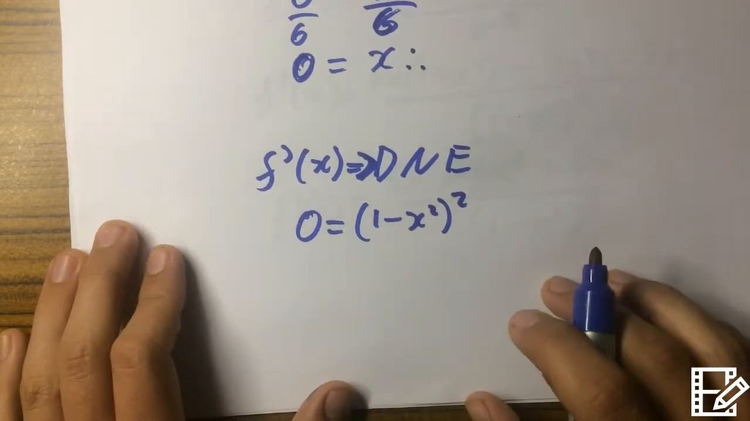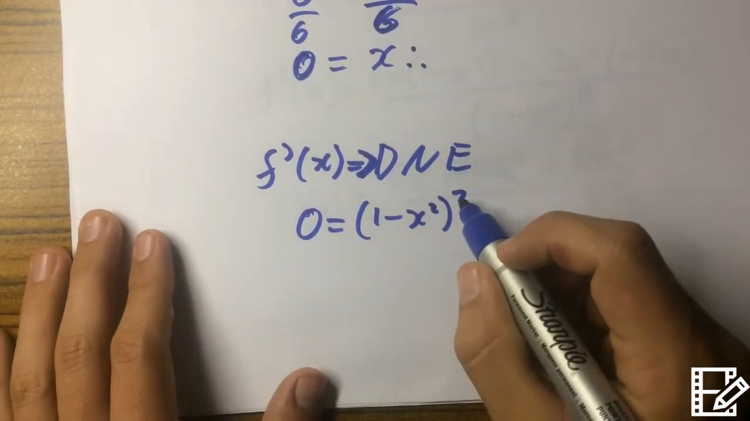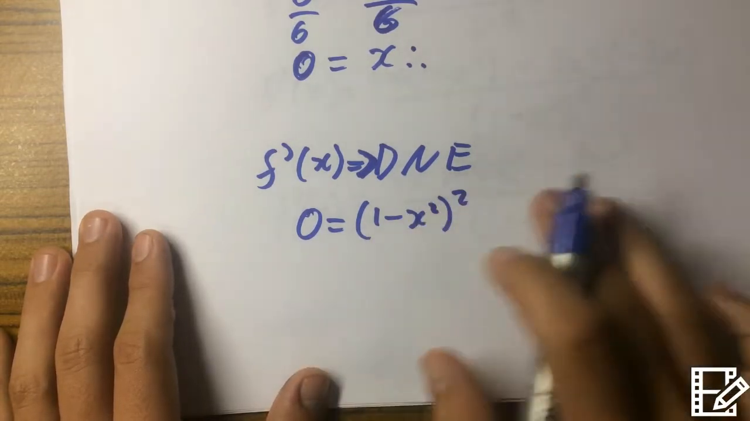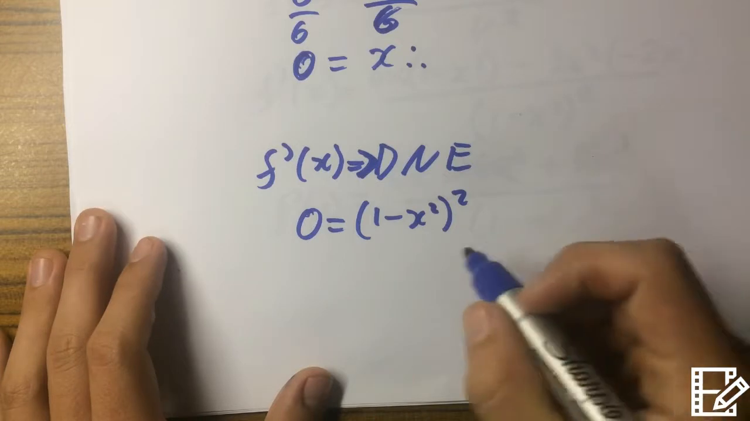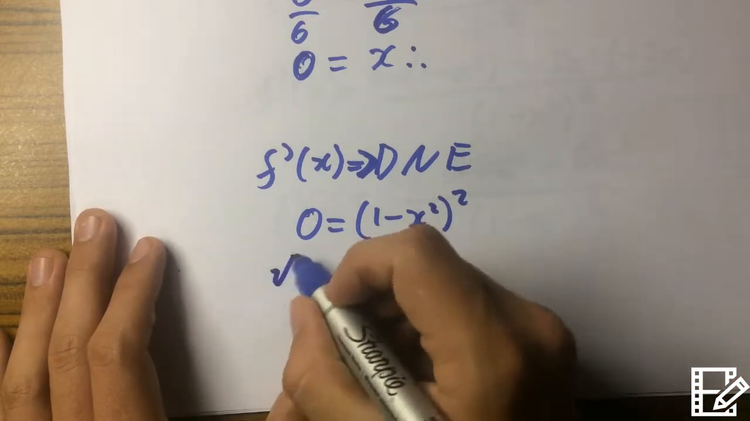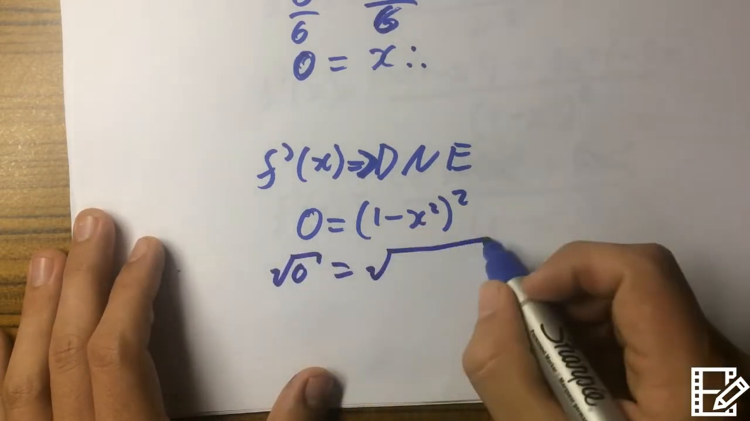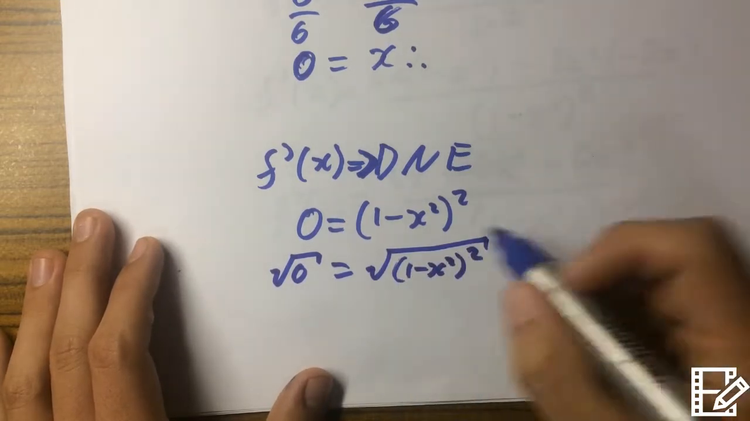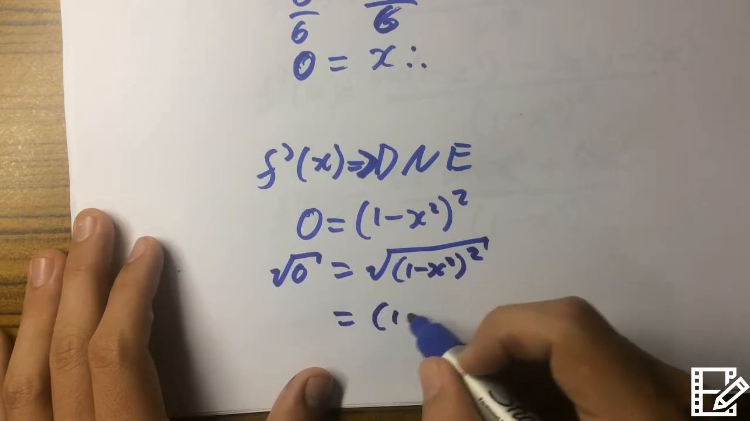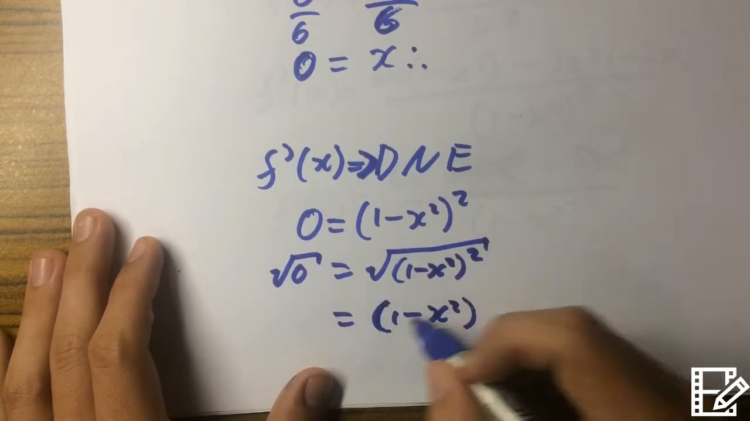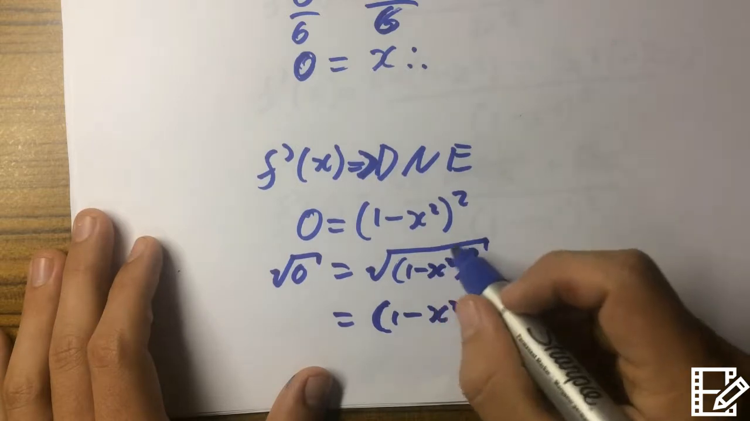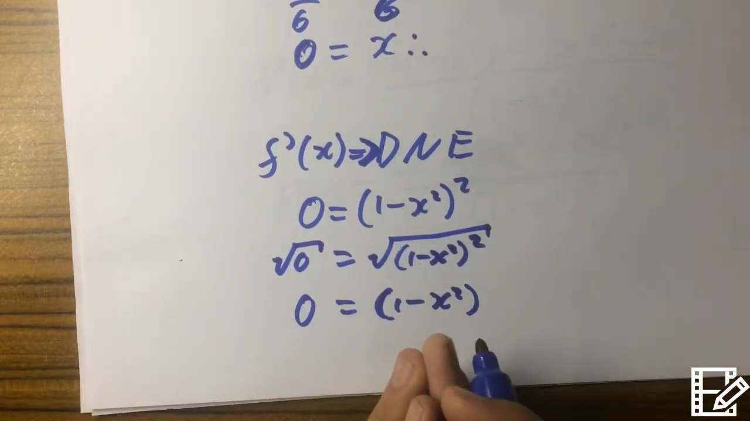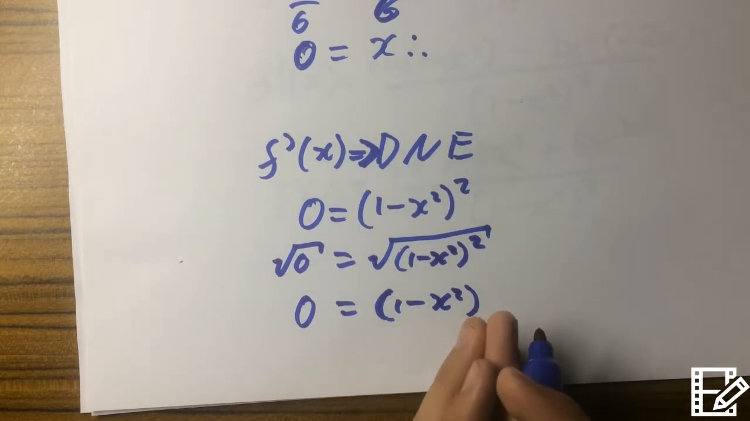And this one's a bit different. Okay, so we have it squared. So instead of expanding it out, we're not going to expand it out. What we're going to do is square root both sides. So the square root of 0 and the square root of 1 minus x squared, all squared. The squared will cancel the square root, and the square root of 0 is 0. So now we're left with just 1 minus x squared.